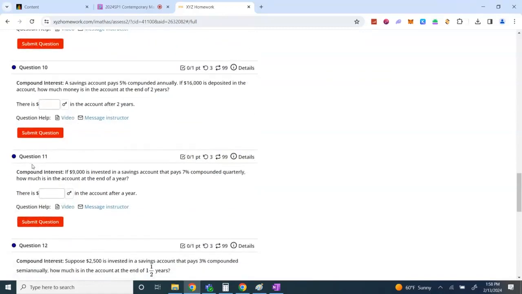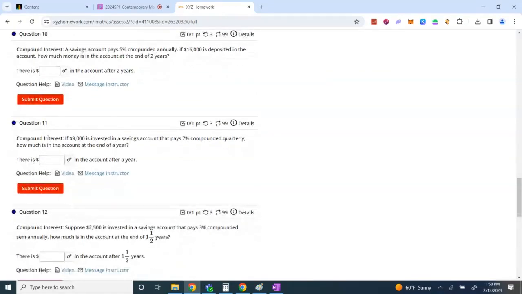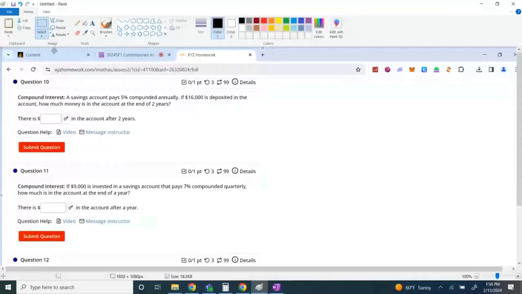Let's see, number 11. We'll take a look at number 11. This is compounded quarterly. So it says that $9,000 is invested in a savings account that pays 7% compounded quarterly. So remember, for compounded quarterly, N is equal to 4. How much is in the account at the end of 1 year?